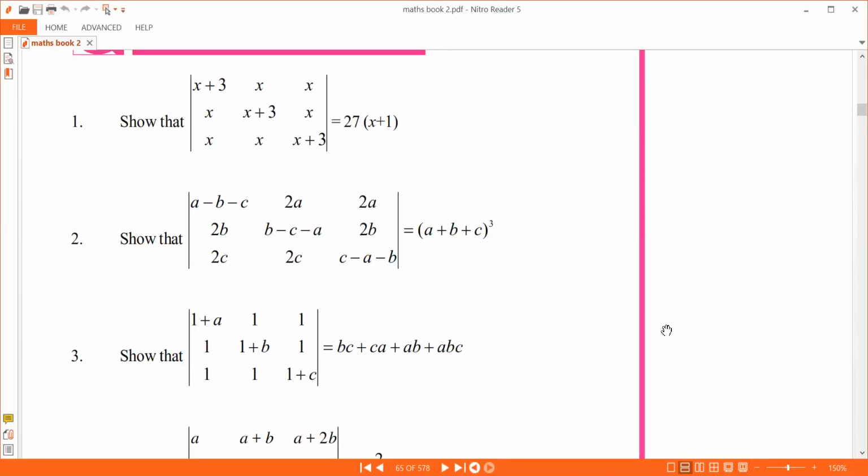So here we go, the next one. The determinant: 1 plus a, 1, 1; 1, 1 plus b, 1; 1, 1, 1 plus c. Really easy, I think. So this is the next one we have to evaluate.